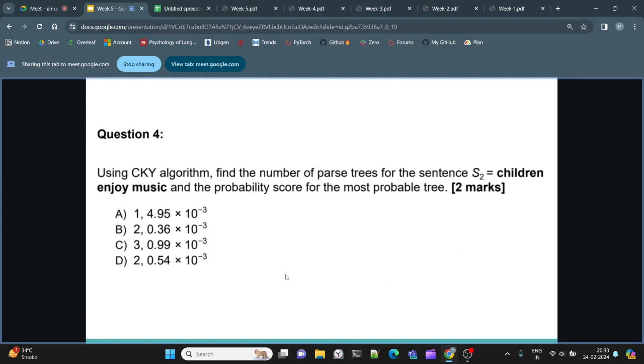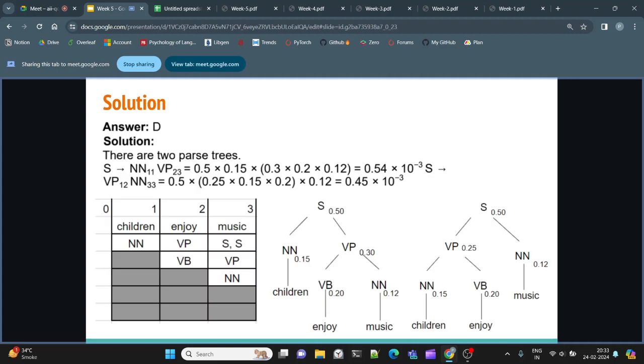Okay, and are you summing up both, or only one? The question asks for the probability score for the most probable tree. If it was asked for the probability score of the entire sentence, then we would have to sum it up. How do you choose which tree is more probable? Just based on the probability values. For parse tree 1, I multiply all these probability scores and that gives me 0.54 into 10 to the power minus 3. For the second parse tree, if I multiply all the values, I would get 0.45 into 10 to the power minus 3, which is a lower probability score by comparison. So based on that, we decide.